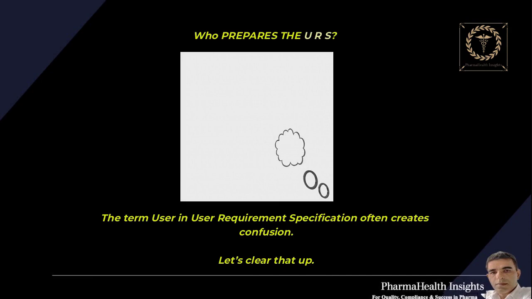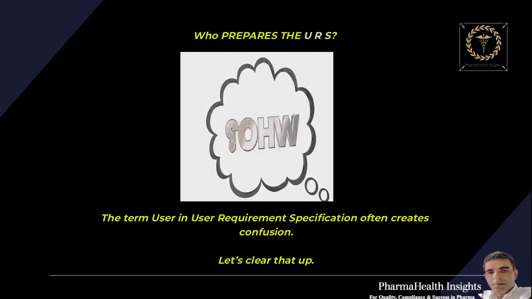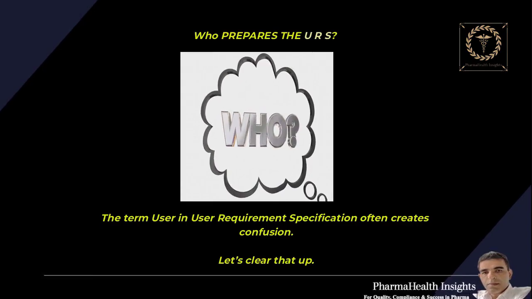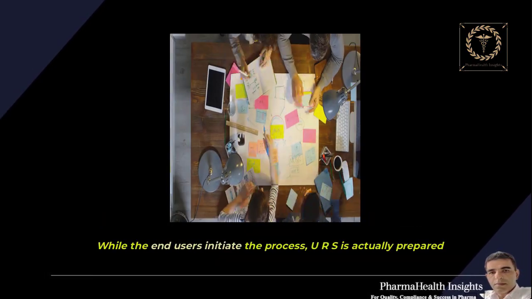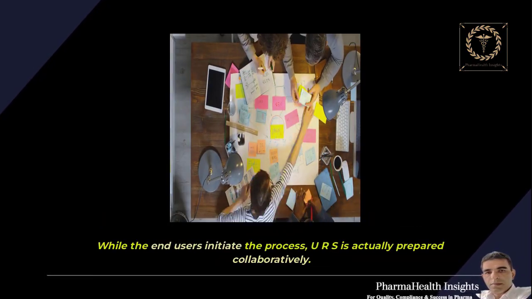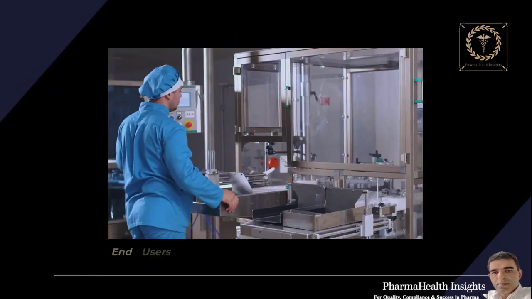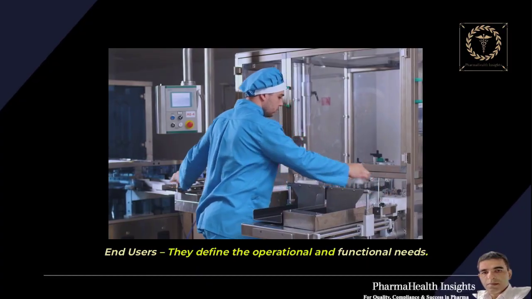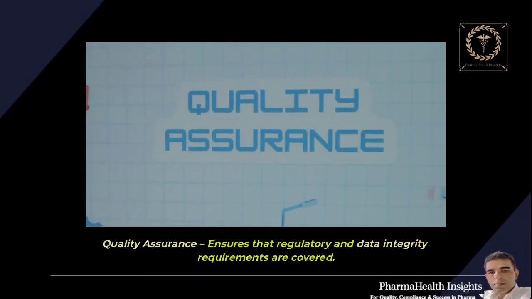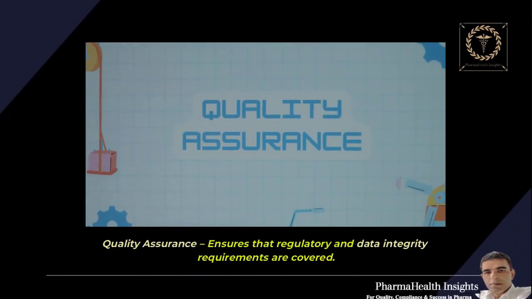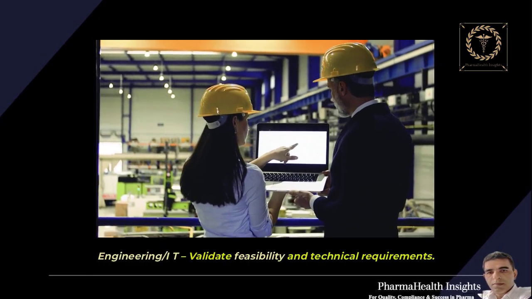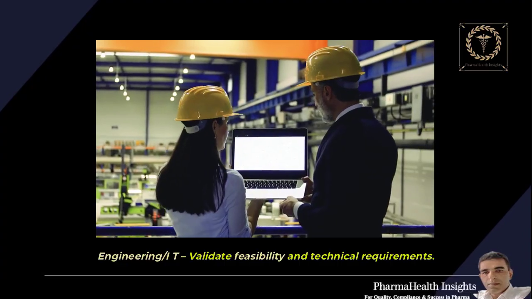Who prepares the URS? The term user in User Requirement Specification often creates confusion. Let's clear that up. While the end users initiate the process, URS is actually prepared collaboratively. End users define the operational and functional needs. Quality assurance ensures that regulatory and data integrity requirements are covered. Engineering and IT validate feasibility and technical requirements.